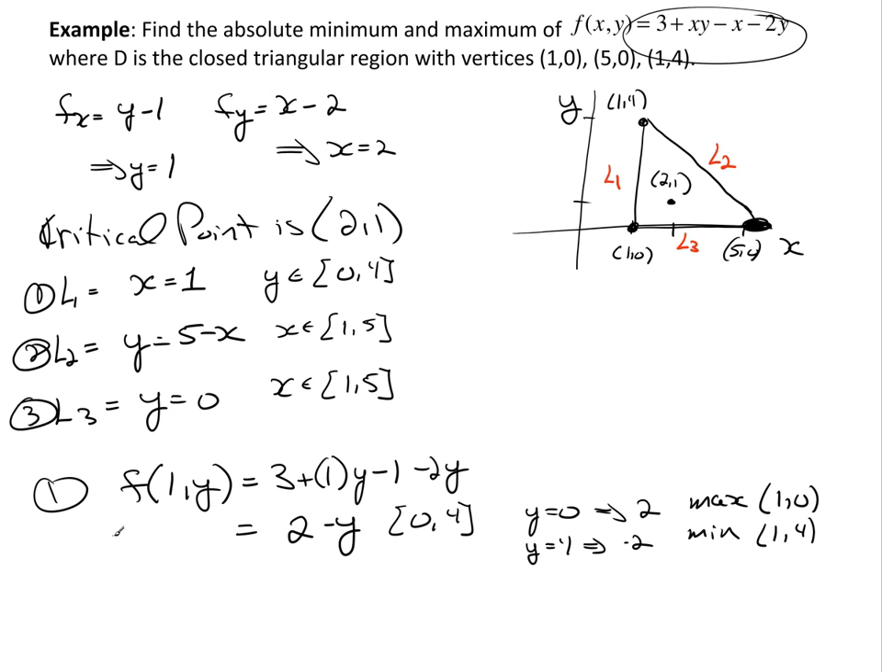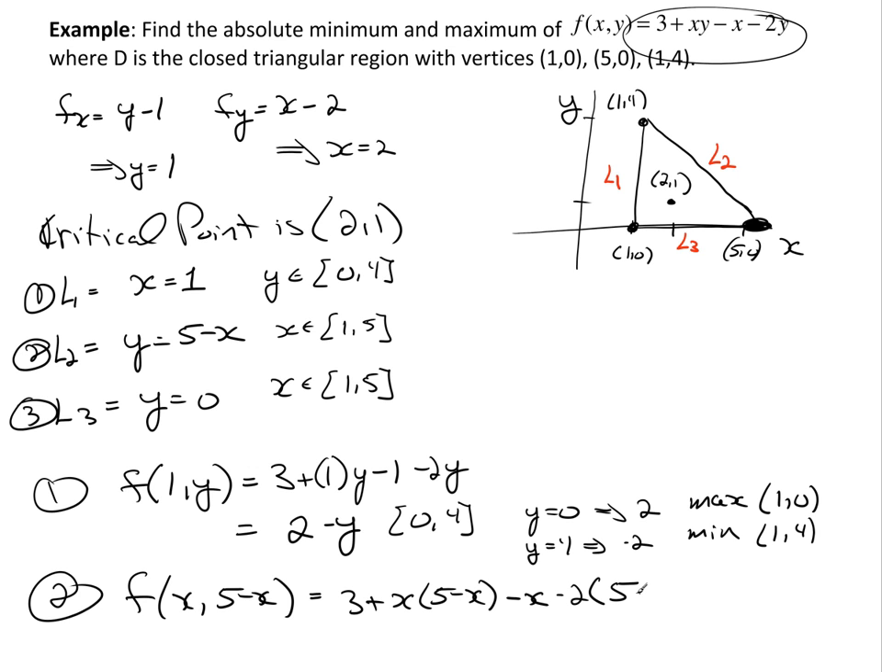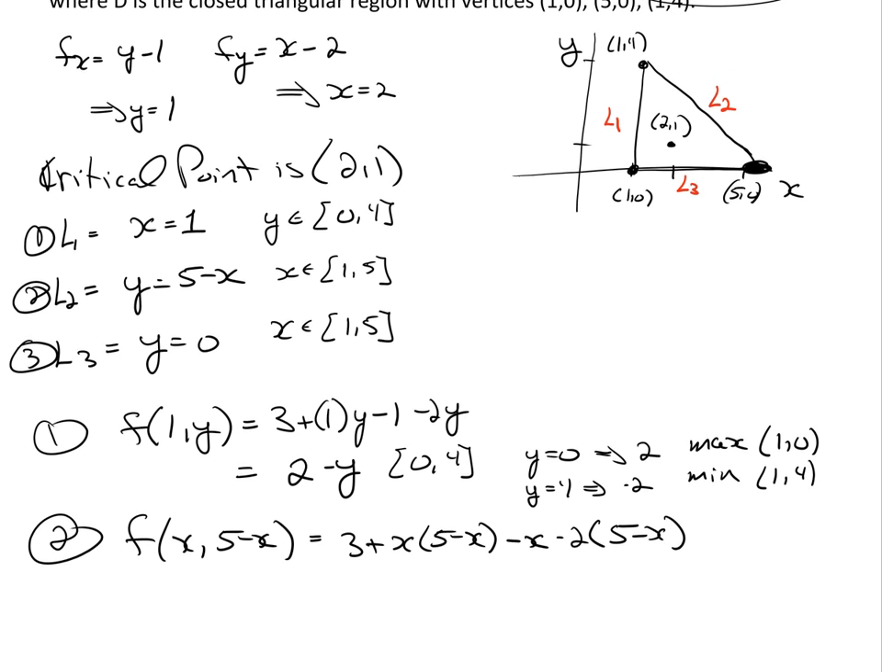Now, if I repeat that same process for number 2, y equals 5 minus x, what I'm going to have is this function of x and 5 minus x, because that's y. And going back up, this is going to give me 3 plus x times (5 minus x), because that's y again, minus x minus 2 times (5 minus x). Scoot this up a little bit.